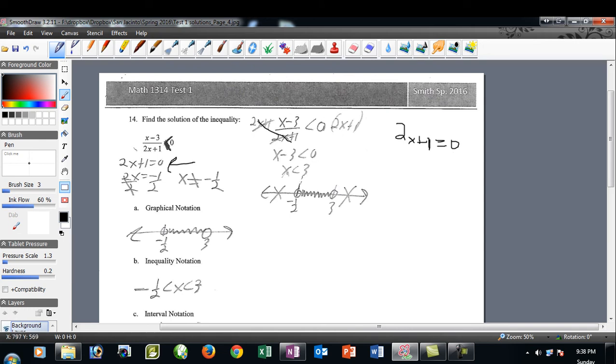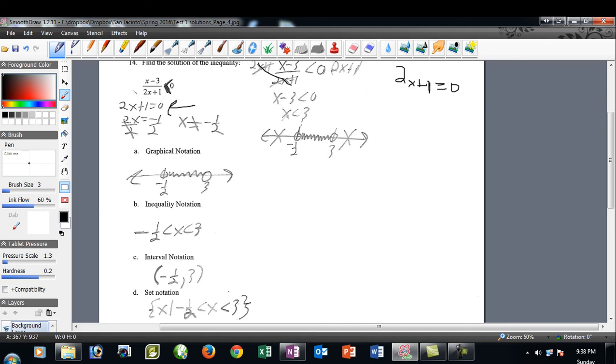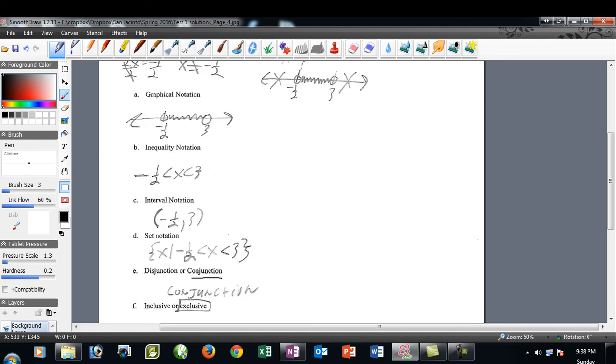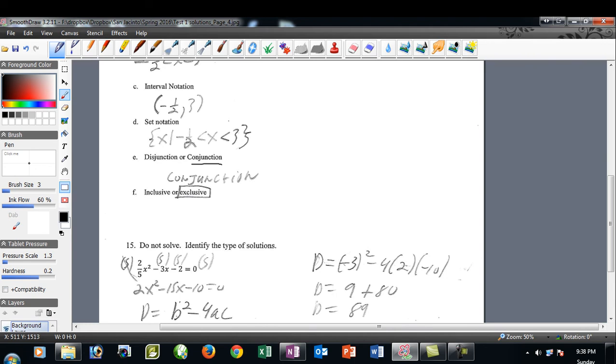So that created another region for me to test. I test to the left, middle, and to the right. Found out the middle was good. Therefore, it was a conjunction. And therefore, open circles. So the inequality does not have any lines underneath. Interval notation is open parentheses. And then copy for set notation. Exclusive because of empty circles.